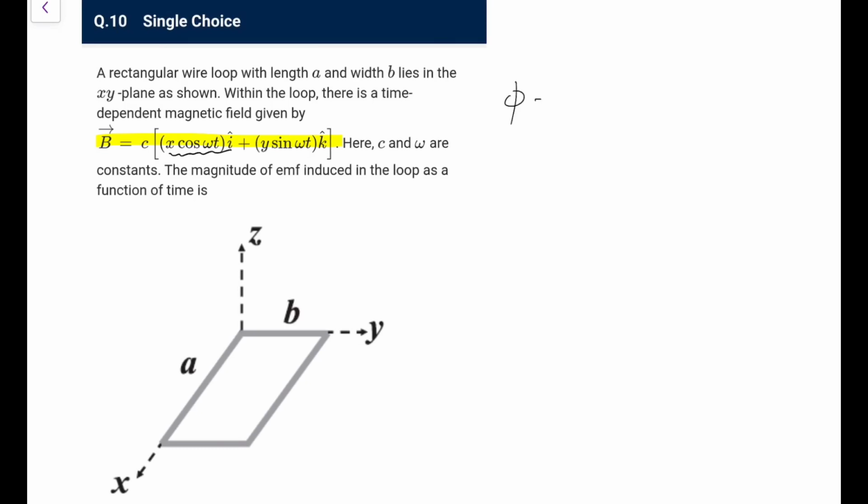So what I can write, the flux at any instant, and because this k component varies with the coordinate y, what I will do, this y is taken here, x is taken here. So we can go at any y and take a small strip like this, and this is dy. So what we write, the d phi through this would be B into A. B is what we will have, Cy sine omega t, into area, which becomes a into dy. You can write it like this.